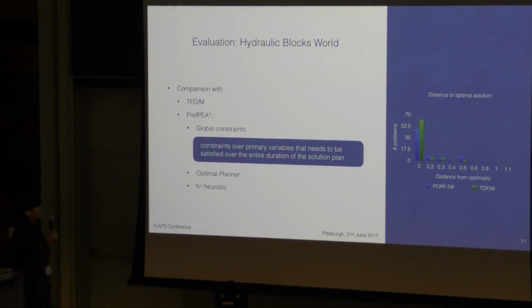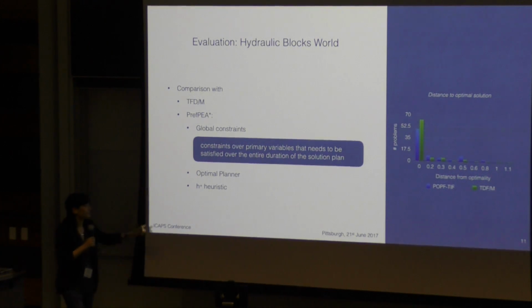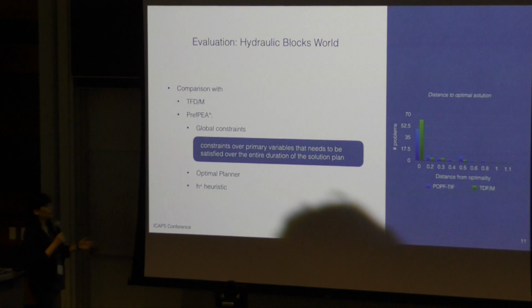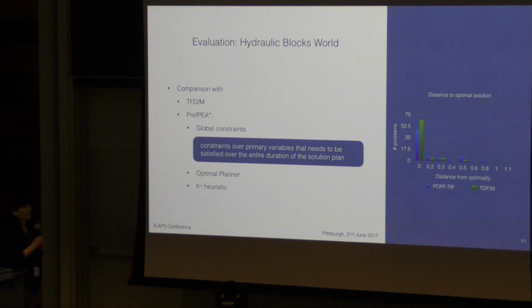For the second domain, the hydraulics block world domain, we compare again with TFD/M and with the planner described in the Ivankovic paper. That planner, however, was built to model problems with global constraints over primary variables that Sylvie described this morning. But one of the key differences between this latest planner and the other two is that this is actually an optimal planner. So we can't really compare solution time. Instead, we compare solution qualities, and we can see that even though our planner and TFD/M are not optimal planners, we can compute basically solutions very close to the optimal solution.